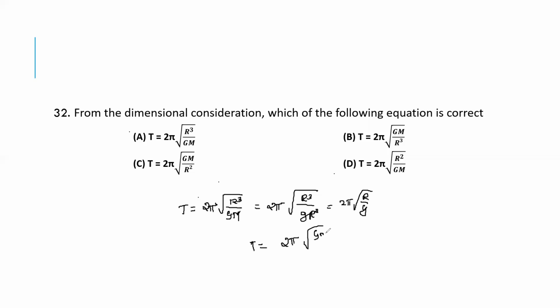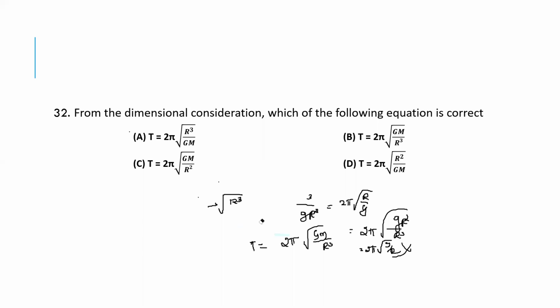Suppose if I take, I am just showing you the second option, that is 2 pi root of gm divided by r cube. So here the simplification we can do it as g r square divided by r cube. R square will get cancelled. So it is 2 pi root of g divided by r. We don't have such expression. So if you do C and D also, you are getting the wrong answer only.